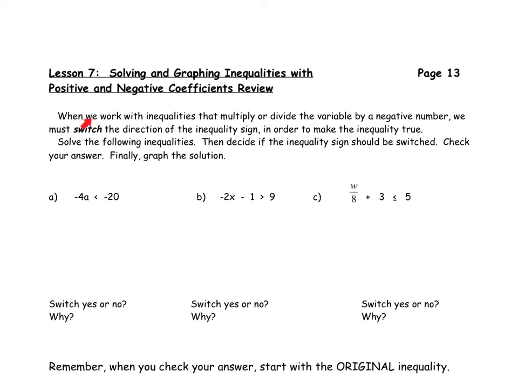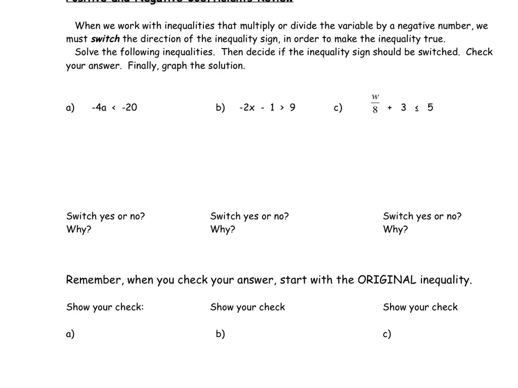So let's recall when we work with inequalities that when we multiply or divide the variable by a negative number, we must switch the direction of the inequality sign in order to make the inequality true. And by that, we end up with the solution. So we solve the following inequalities, then decide if the inequality sign should be switched. We're going to check our answer, and finally we're going to graph the solution. So this is going to require a lot from start to finish, but it's putting it all together. So let's see what we can do.